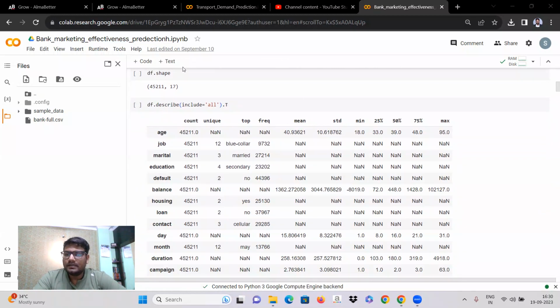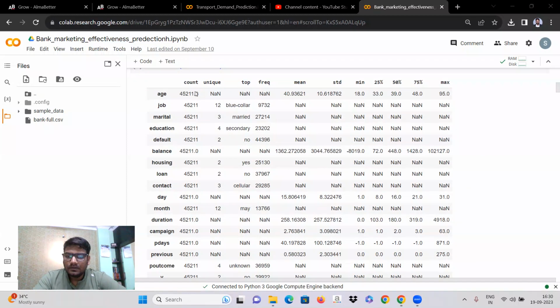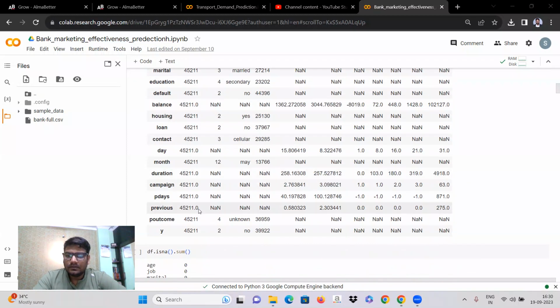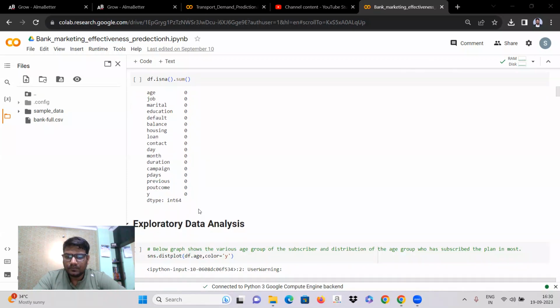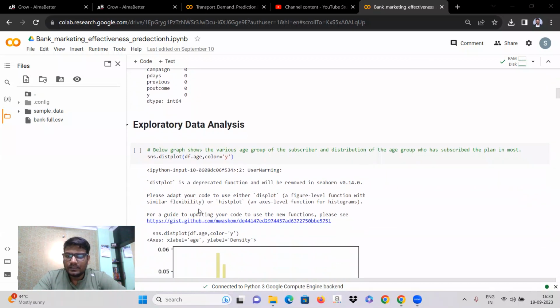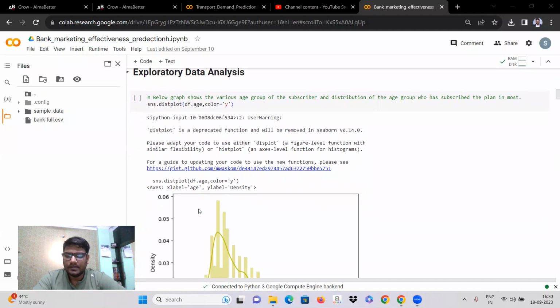The data set has 45,211 rows and 17 columns, and we see there are no null values. So, moving to exploratory data analysis.